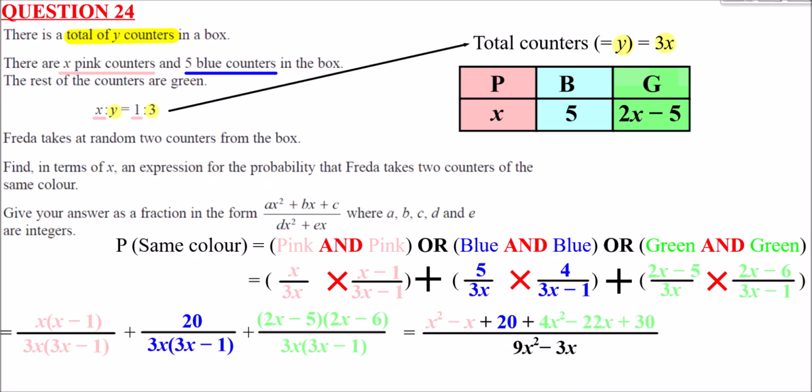So how many x squareds do we have? Well, in red, I'm going to ring the x squareds. X squared plus 4x squared will become 5x squared. The x's, I've got minus 1x here, minus another 22, that'll become minus 23x's, and the numbers on their own, I've got plus 20, plus another 30, that'll become plus 50. So the fully simplified numerator becomes 5x squared minus 23x plus 50, all over 9x squared minus 3x. That's question 24 complete, and since that's the last question, that's the whole paper done and dusted.